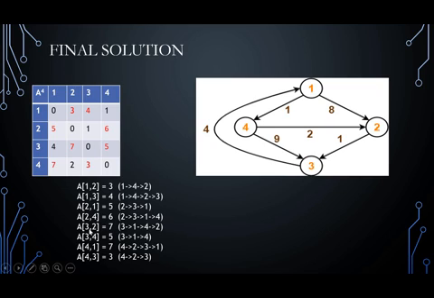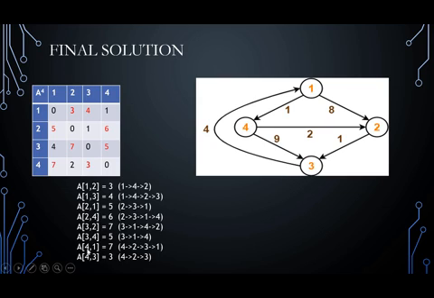Okay. Then A of 3 to 2 with value 7. A of 3 to 2: 4 plus 1 plus 2. That is 3 to 1, 1 to 4, 4 to 2. Okay. Then A of 3 to 4 with 5 will be 4 from here and 1 from here. So 3 to 1, 1 to 4.